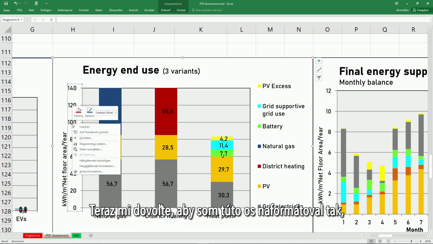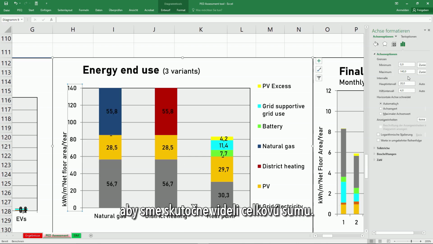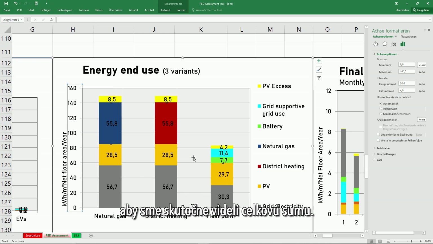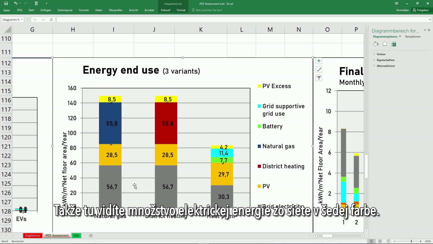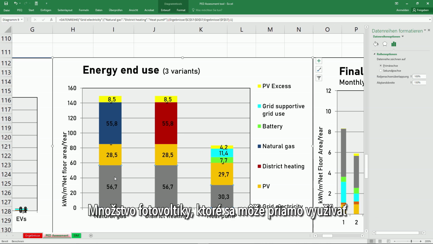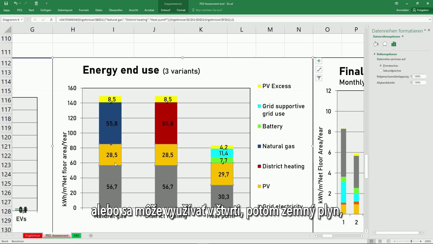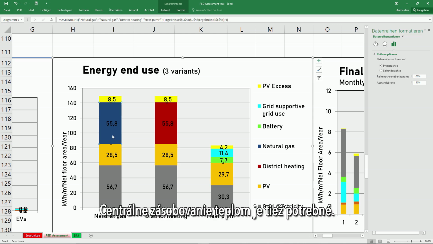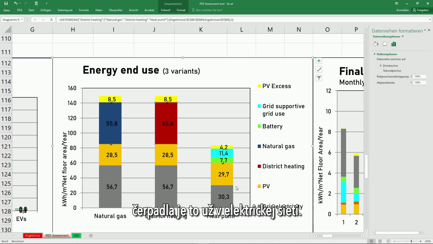Now let me just format this axis so that we can actually see the total amount. Yeah, so what you can see here is the amount of grid electricity in gray, the amount of photovoltaics that can be directly used or can be used in the district, then the natural gas that is required to heat, the district heating that is required, and for the heat pump system, this is already in the grid electricity.